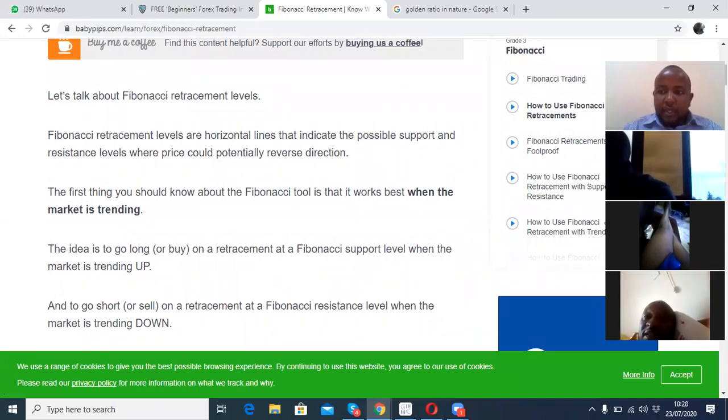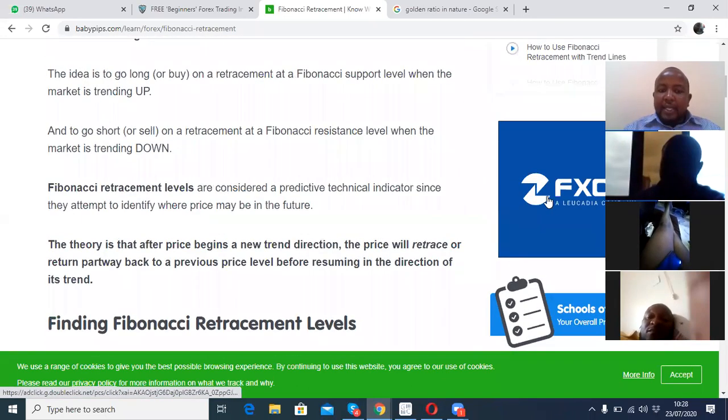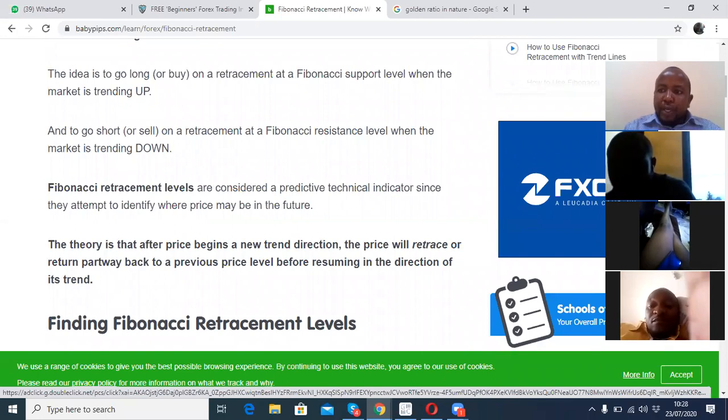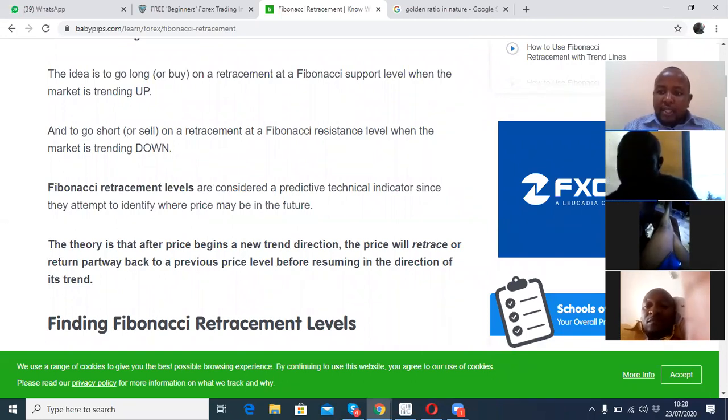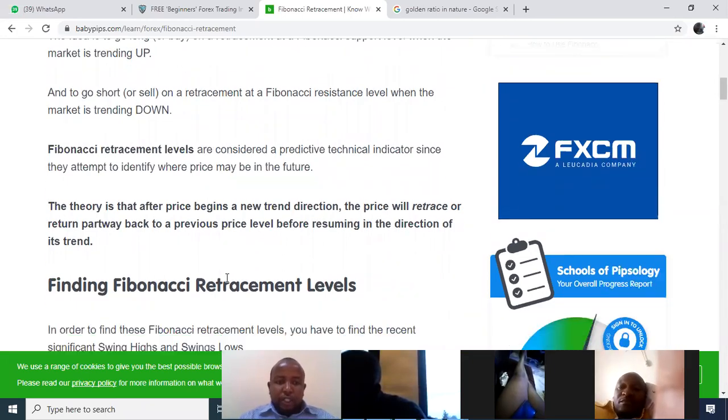We are looking at the market when the market is trending, and we can also see when the market is ranging. So Fibo, we can use both when the market is ranging and when the market is trending. So it's good to be able to understand that. So just a minute, let me put this there. So let me continue.